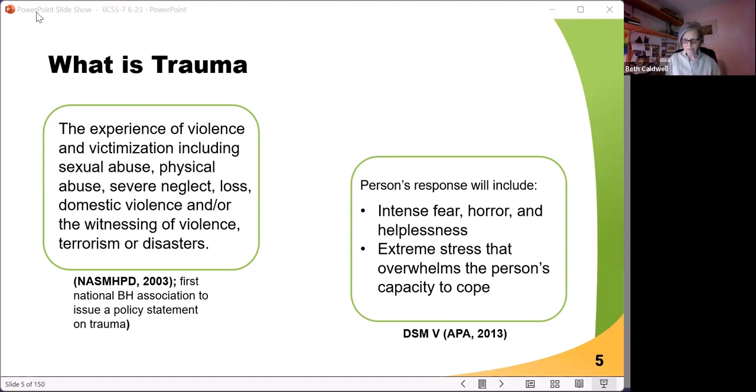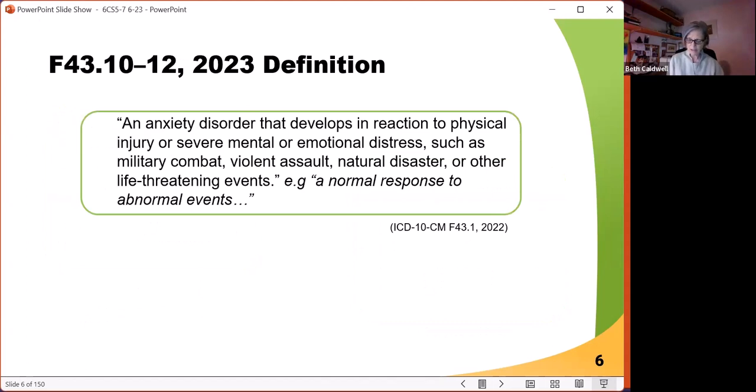Next slide, please. And then we go to the International Classification of Diseases, which just last year included that it's an anxiety disorder that develops in reaction to physical injury or severe mental and emotional distress. So all of these are actually normal responses to abnormal events. And next slide, please.